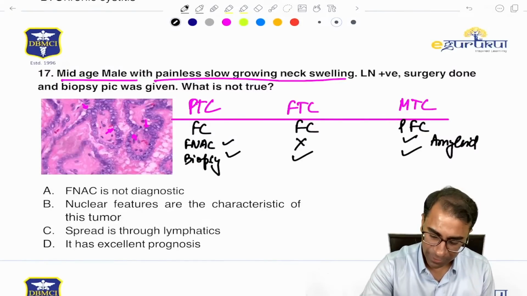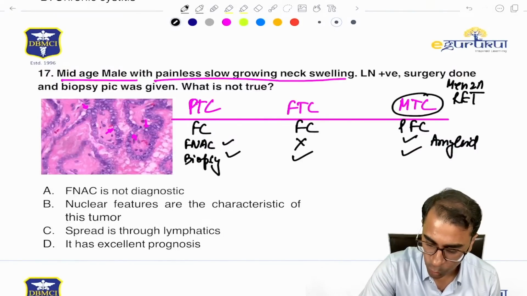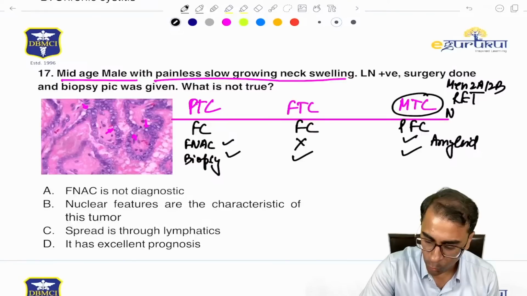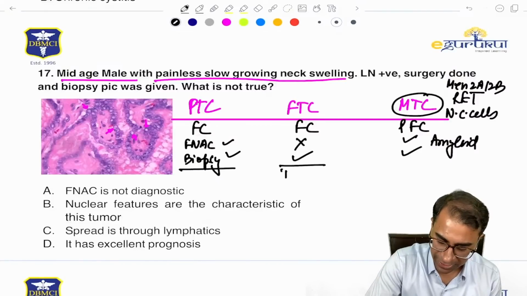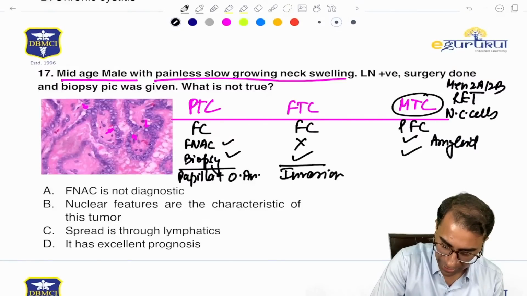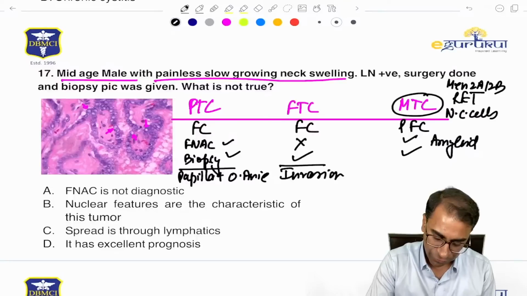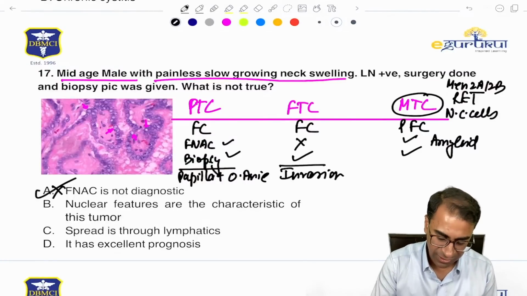Then they can ask you about the typical mutation. See here, this shows a RET mutation, and hence the case of MEN2A and MEN2B. It's a neuroendocrine origin, and hence can be seen by neural crest cells. Just remember this PTC, it actually shows the invasion, which is very characteristic here. This shows a papilla, and along with papilla shows orphan Annie eye nuclei. Okay, is this clear? And therefore FNAC is not diagnostic. Yes, it's diagnostic. A is the right answer here.